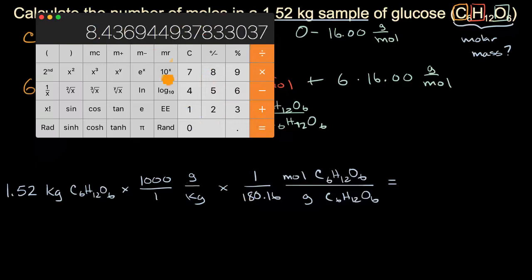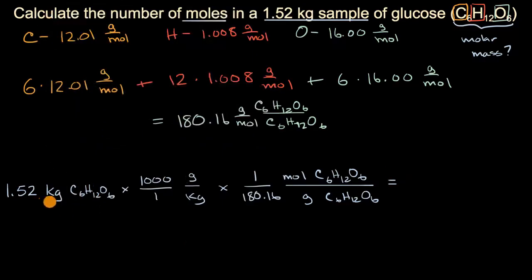And let's see, if we look at significant figures, we have 3 significant figures here. We have 5 here, so we want to round it to 3 significant figures. So it will be 8.44 moles of glucose. So our kilograms cancel with our kilograms, and then our grams of glucose cancel with our grams of glucose, and we are left with 8.44 moles of glucose. Moles of C6H12O6. And we are done.